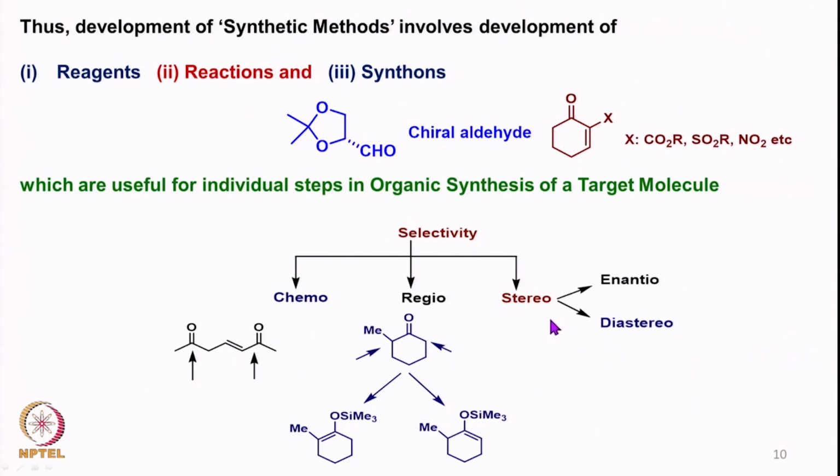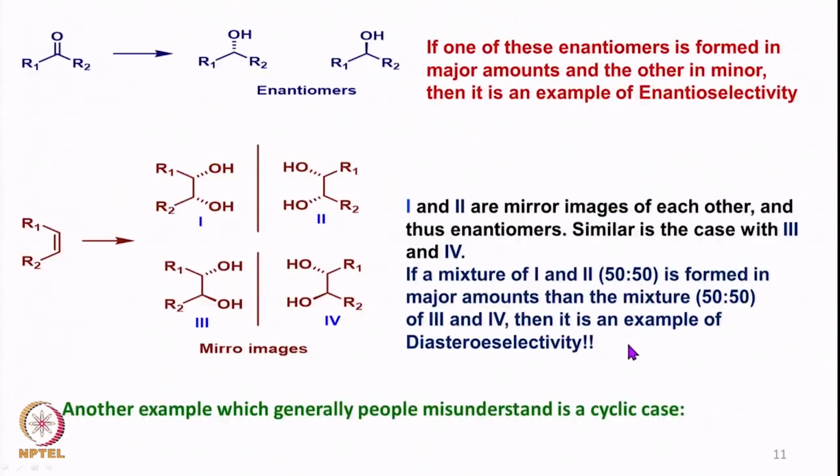Then of course, we have stereoselectivity, where we can have enantio and diastereoselectivity. For example, if we start with a ketone like this, which is a prochiral ketone, and when we reduce it, we can get a mixture of two enantiomers which are mirror images. But if we can have reaction conditions in such a way that we get only one of the enantiomers as the major product, then of course we call it an enantioselective reaction.